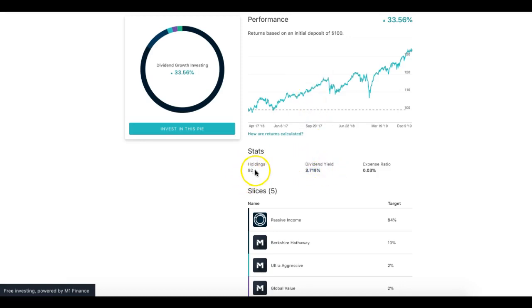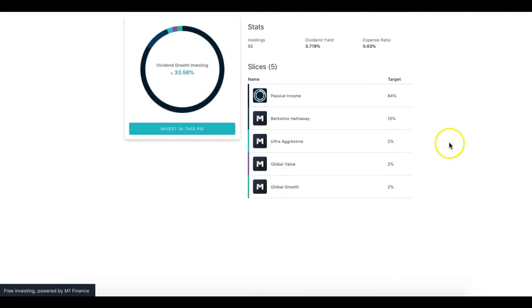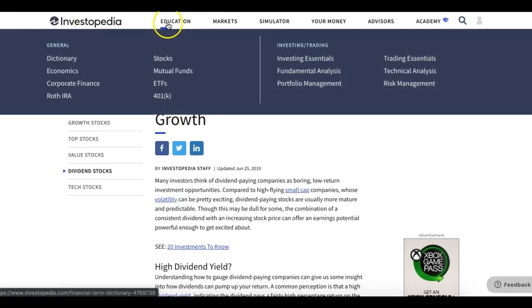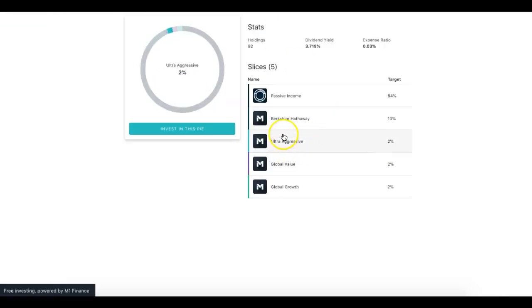So let's get into the video in general. Actually, I've been talking a lot. Right here, these are all ETFs, and if you want to learn about ETFs, just go to Investopedia and type in ETF here, or go to education, see ETFs and read up on it, right? So these are all ETFs.